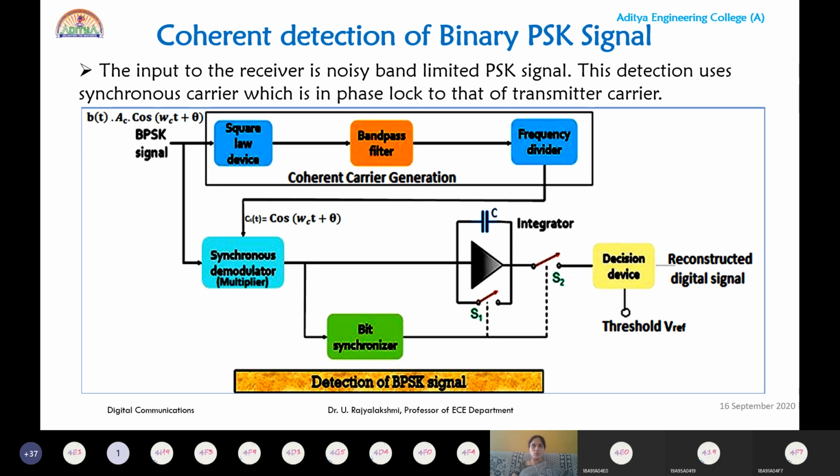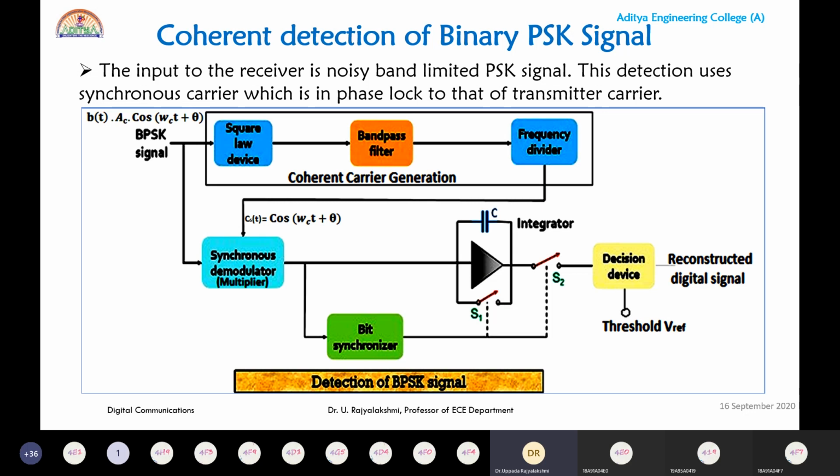So what will this square law device do? It just squares the angular part of the received signal. It doesn't consider the amplitude part, because in PSK the amplitude is constant. That's why, for the generation of the synchronous carrier, the square law device does not consider any amplitude, so it does not consider b(t) into Ac. It considers only the angular part. What is the angular part? Omega ct plus theta.